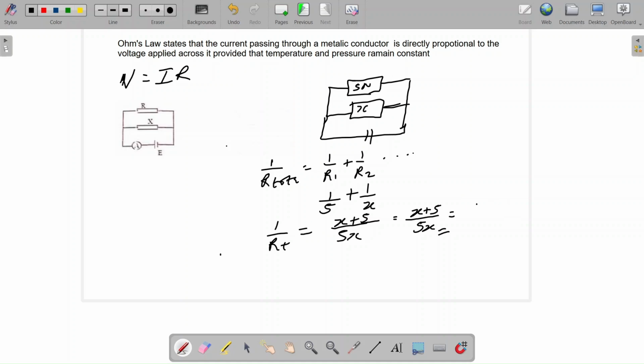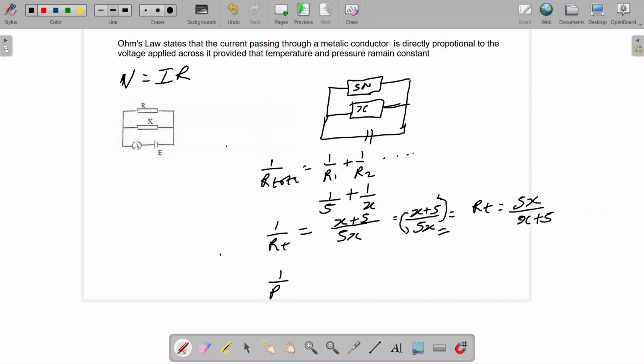So R total now will be inverted if you take it up. That means this will flip, while this will flip down. So R total is now 5x divided by x plus 5. That is R total 1.